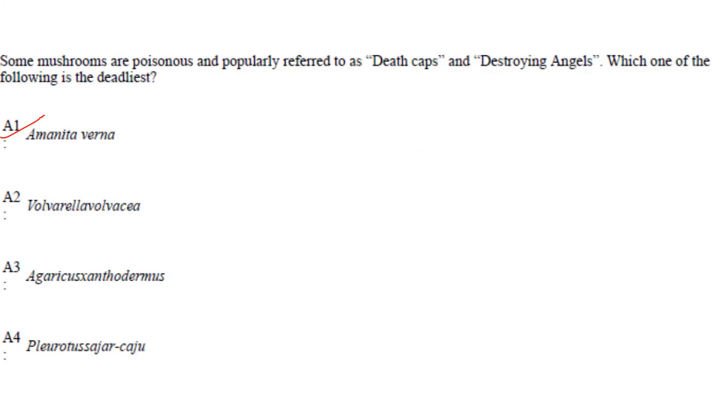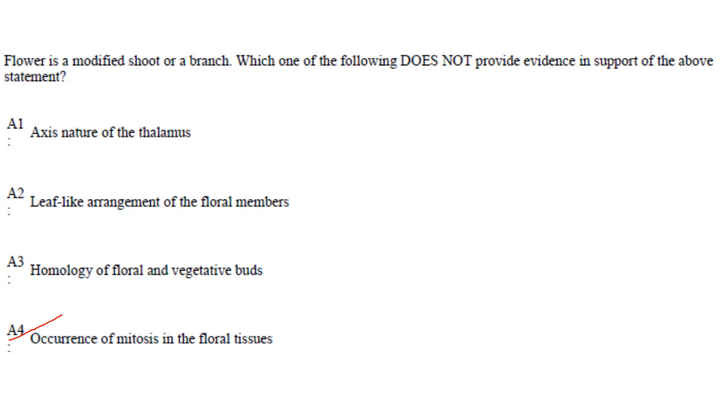Then next one. Some mushrooms are poisonous and popularly referred to as death caps and destroying agents. Which one of the following is the deadliest? So it is Amanita verna. Answer is option 1. Then flower is a modified shoot or a branch.